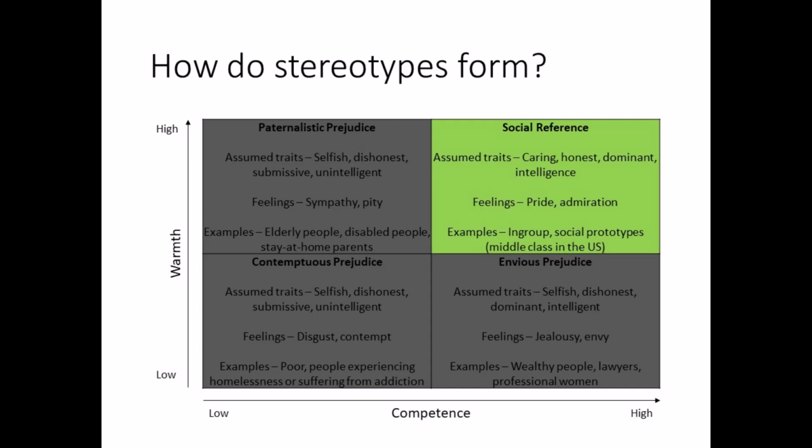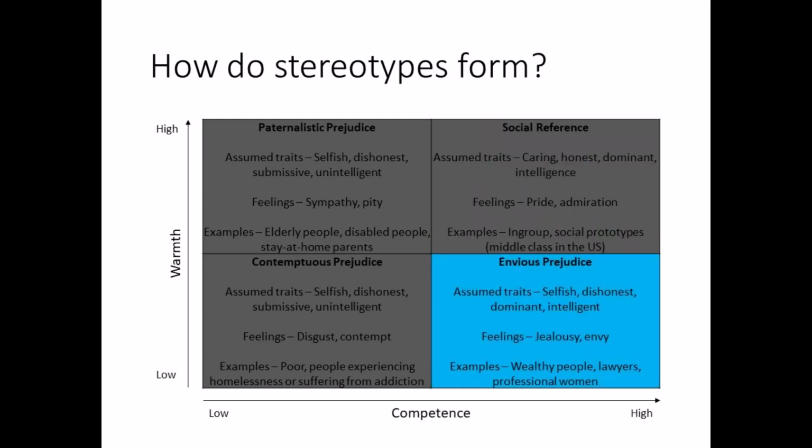The first category is called social reference. It includes our in-groups and the social prototypes of our cultures, like the middle class in the U.S. This group is associated with traits like being caring, honest, dominant, and intelligent. We tend to admire this group and be proud of its members.